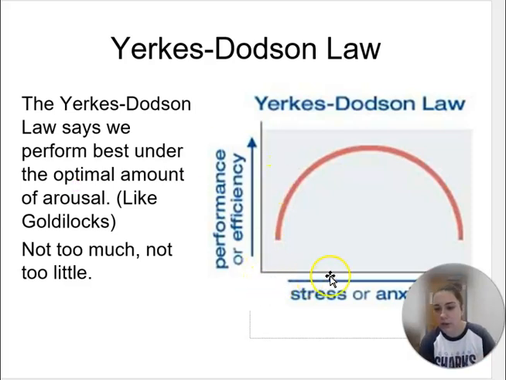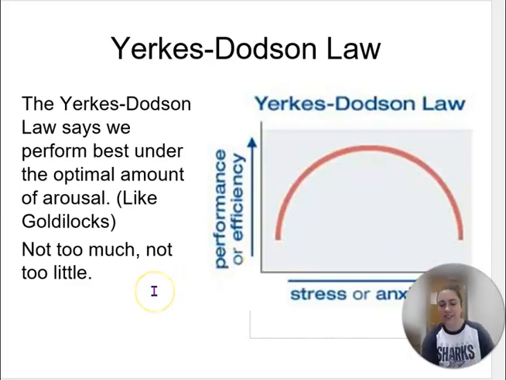And so when we look at the graph, you can see that as our stress or anxiety or level of arousal increases up to a certain point, our performance increases too. And we reach this at the top of this arc, whatever you want to call it, arc, curve thing, you have your peak performance. And that is the point of optimal or optimum arousal. But as we increase in stress or anxiety or arousal past that, our performance decreases.